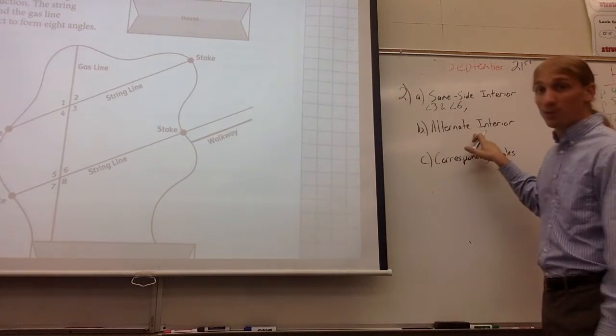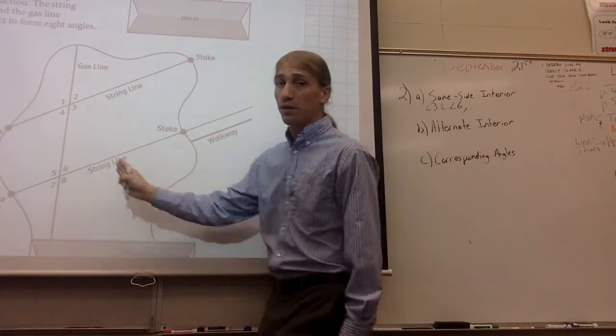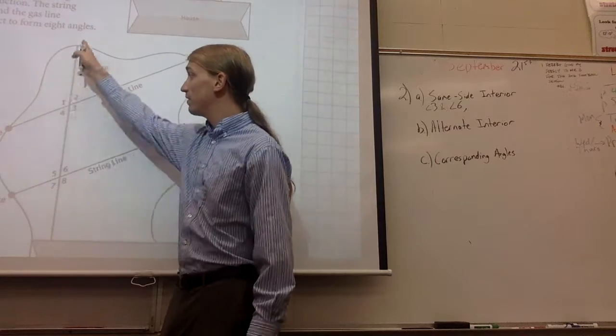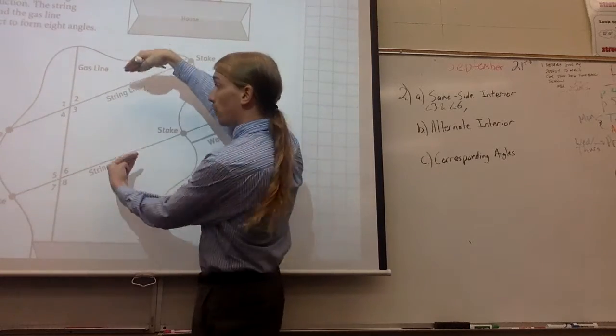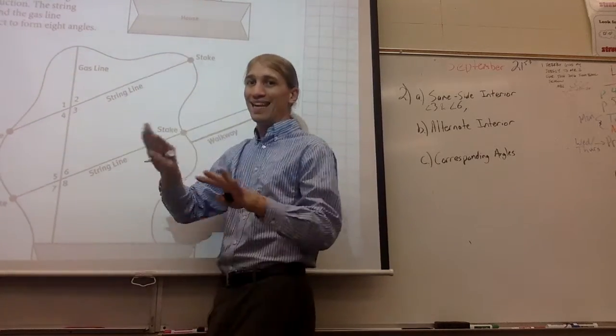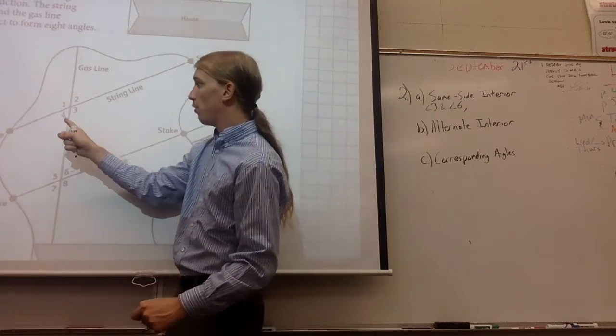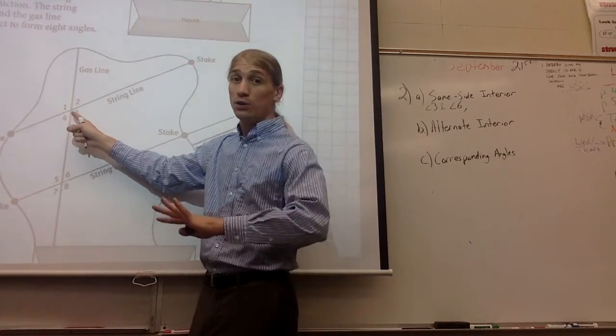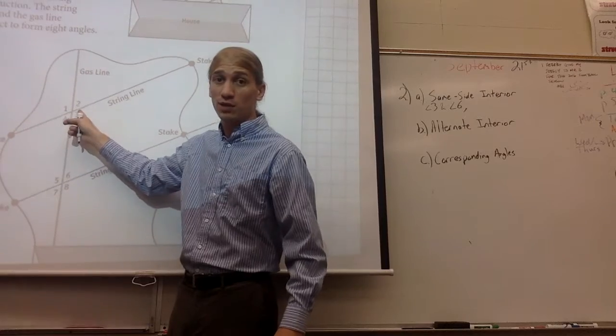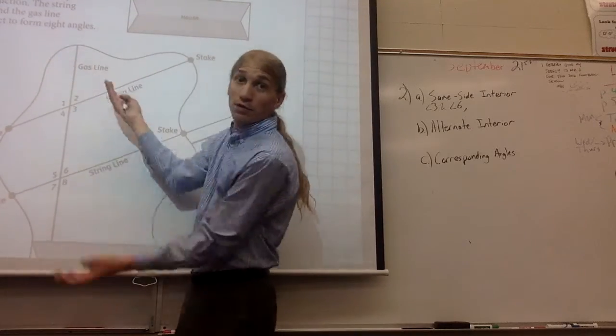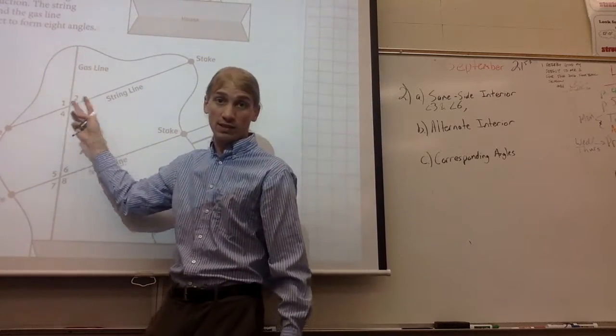An example of alternate interior angles. So those are angles that are on alternate sides of the transversal, but also on the interior of the two lines, and they can't be adjacent. So for example, 4 and 3 are not alternate interior. They're on alternate sides of the transversal. They're on the interior of the two lines, but they're adjacent.